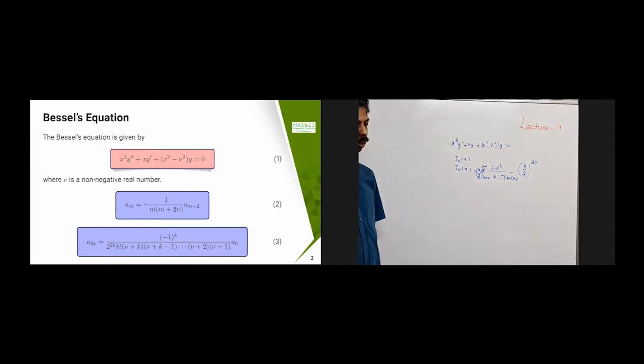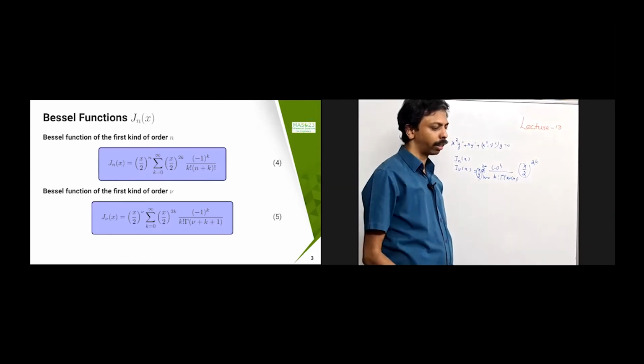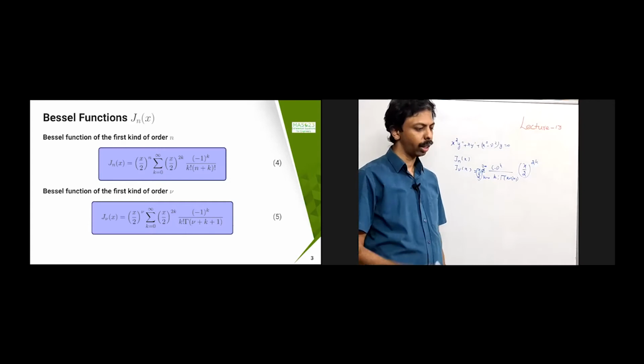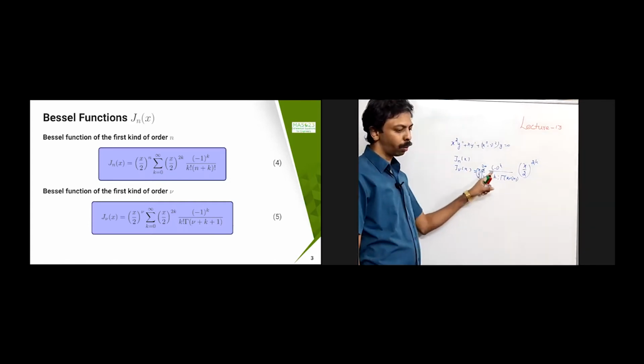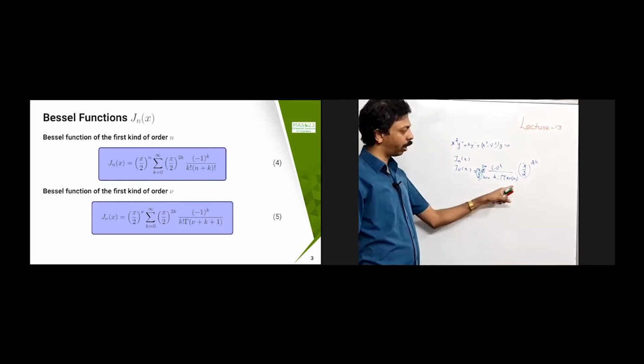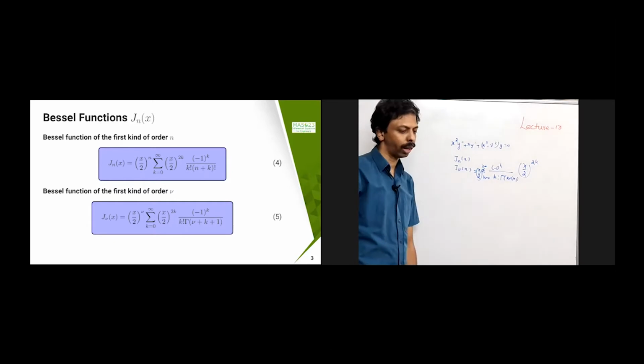These are all the things which we did in the last class. The Bessel function of the first kind of order n we have derived: (x by 2) power nu, summation k equal to 0 to infinity, (minus 1) power k over k factorial into gamma of k plus nu plus 1, into (x by 2) power 2k. So that we have derived.